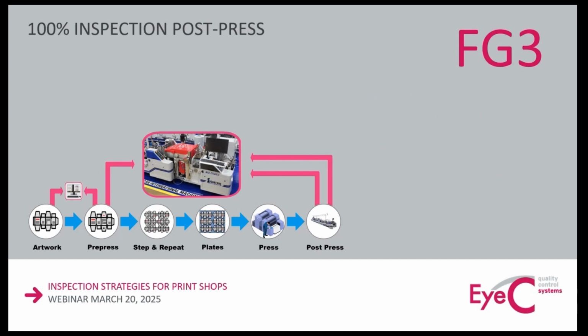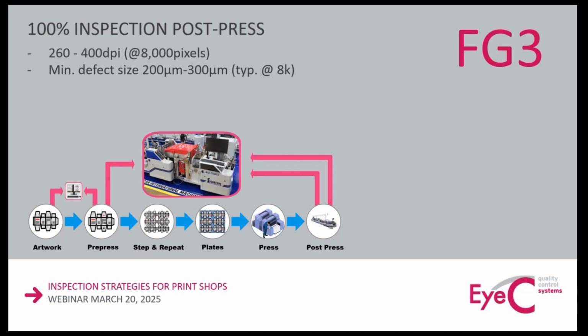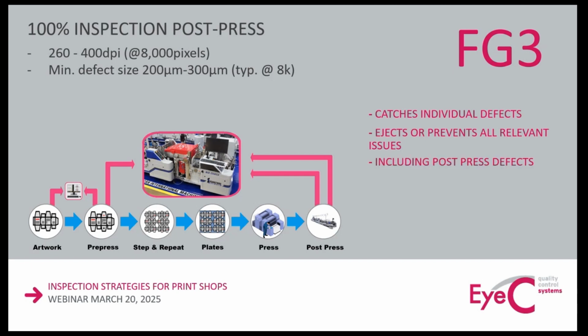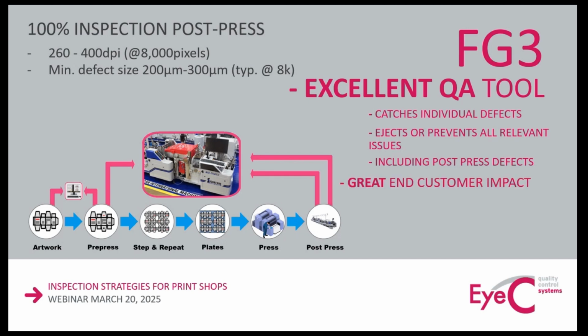Now, to address the QA limitations, we would like to have the same thing done that we did for the roll fed side of things. Relocate the inspection from the press downstream to post-press equipment. Here, we're looking at individual items rather than the entire press sheet. Those are typically smaller, so you get a better resolution. So this one catches individual events and ejects and prevents overall all relevant issues. Individual, repeating, systematic, or in pre-press. It covers post-press defects too, like job mix-ups on the folder gluer. So this makes an excellent QA tool, providing a great end customer impact.